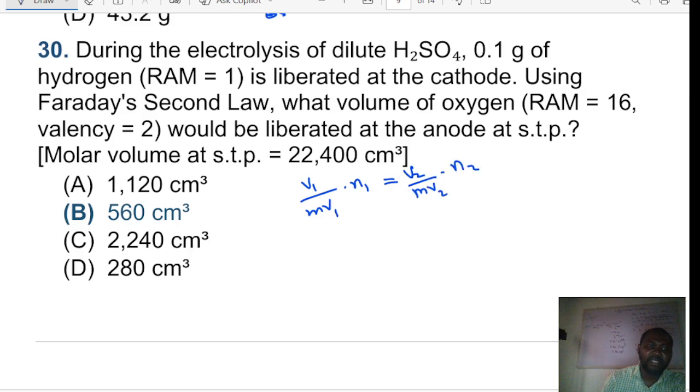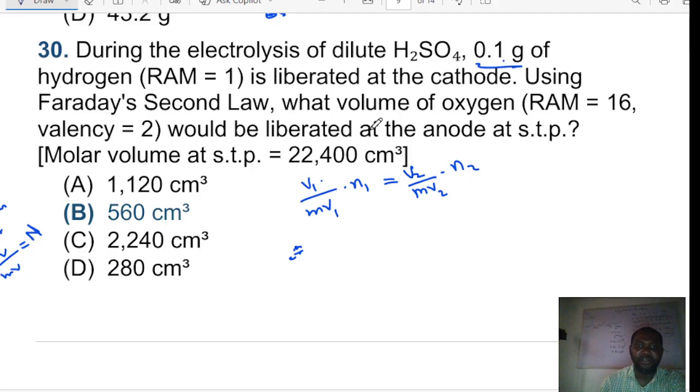Why? Because whether it is mass over molar mass or volume over molar volume, both of them represent the number of moles. It's still the same thing. So mass over molar mass is the same thing as volume over molar volume. I want you to note that. So in that case, V1, the volume of hydrogen based on the question, is, okay, we are not given the volume of hydrogen, we are given the mass of hydrogen. So let's use mass over molar mass of hydrogen.